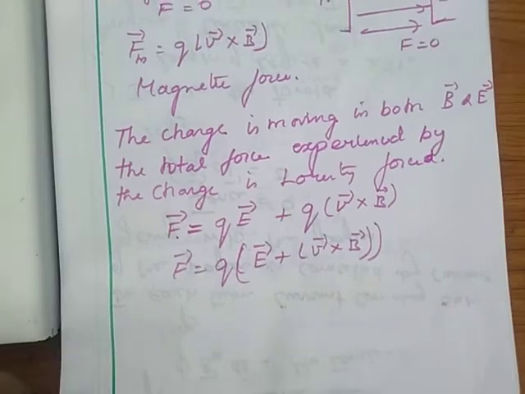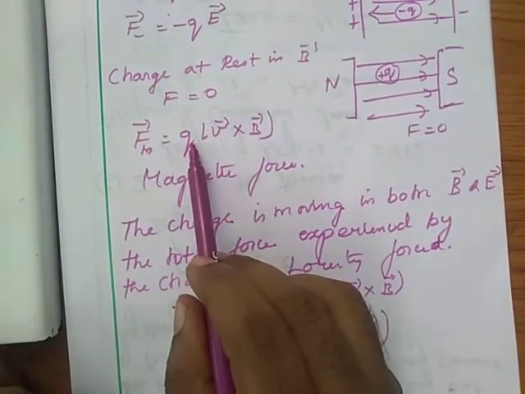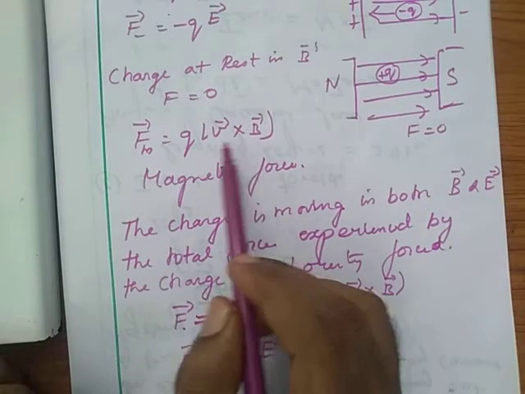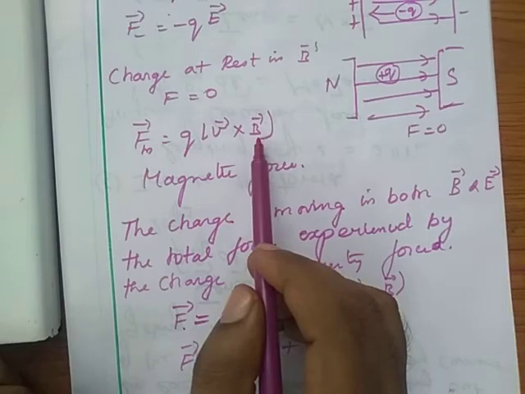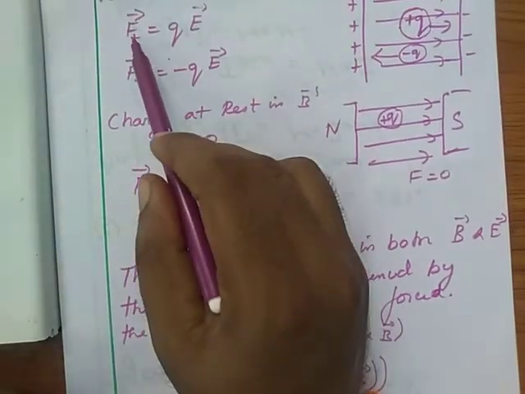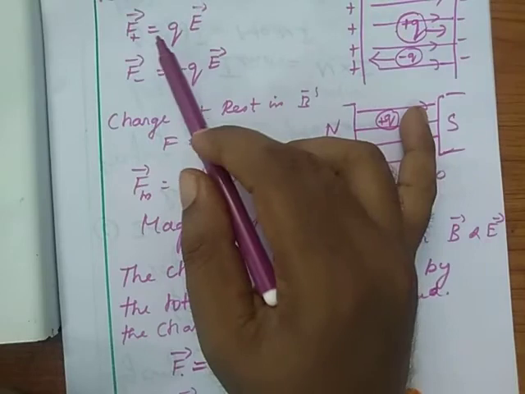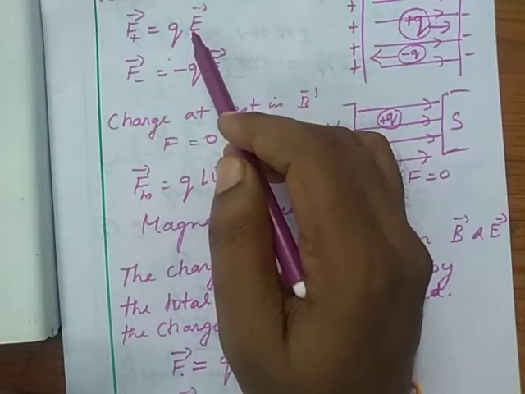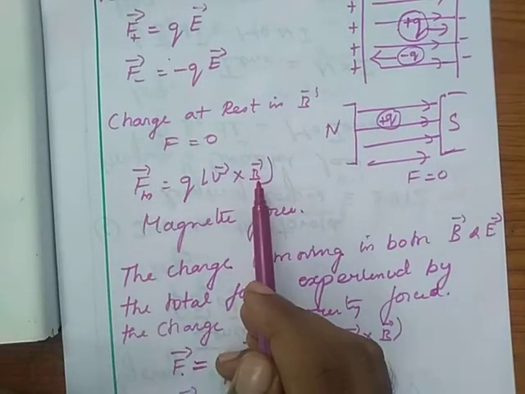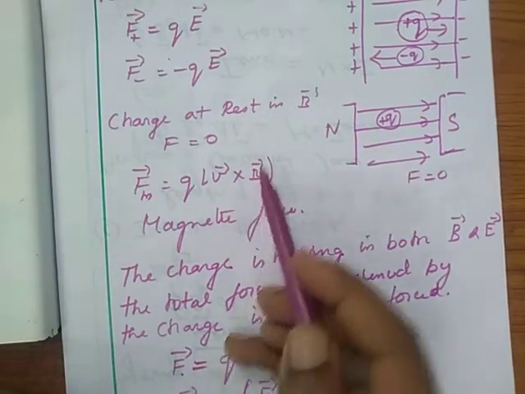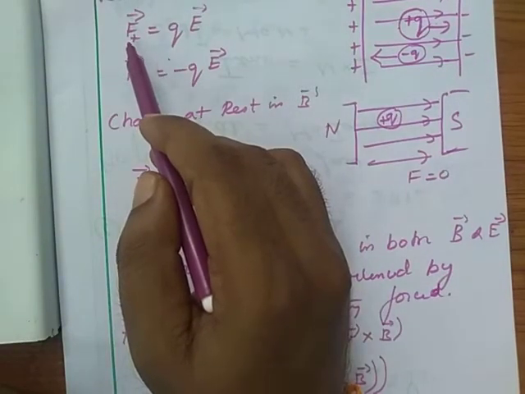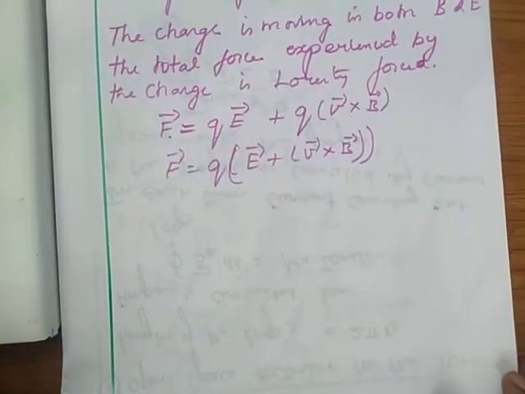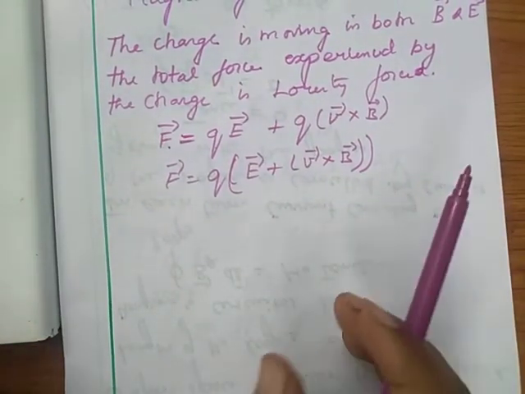See, this magnetic force always acts in a direction that is perpendicular to the velocity vector and the magnetic field vector. But the force experienced by the charged particle under the influence of the electric field is in the direction of the electric field vector. Here it is perpendicular to both velocity and magnetic field, but here the force is in the direction of the electric field. Then let me see the special features of force on a moving charge in a magnetic field.